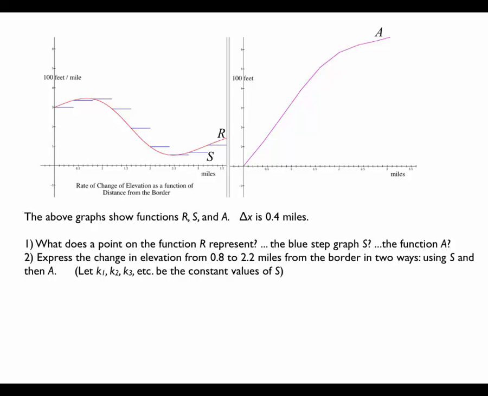I have a couple questions for you. See how you do on these. Take a couple minutes. What does a point on the function R represent? The blue step graph S, the function A. Pick a point and explain what each point represents on each of those three graphs. Then express the change in elevation from 0.8 to 2.2 miles in two ways, using S and then using A. For S, you can use K1, K2, K3 to be the constant values of S. Okay, I will turn you loose. Go.